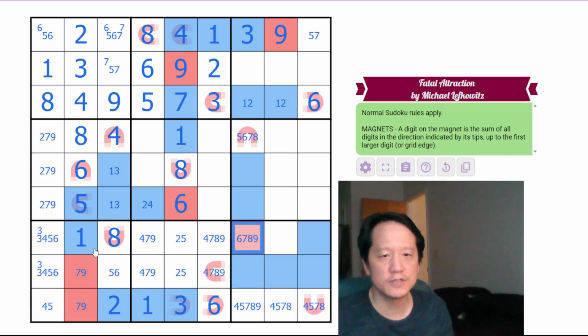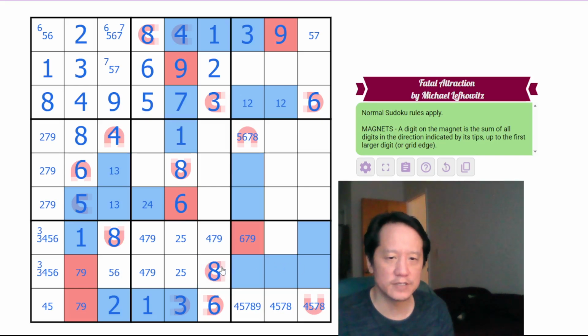Where is 8? Cannot be here and here. Where is 8 in box 8? It has to be here. So that's 8.